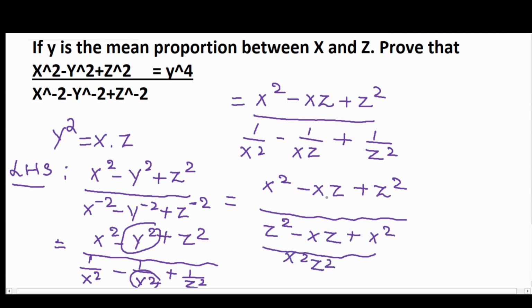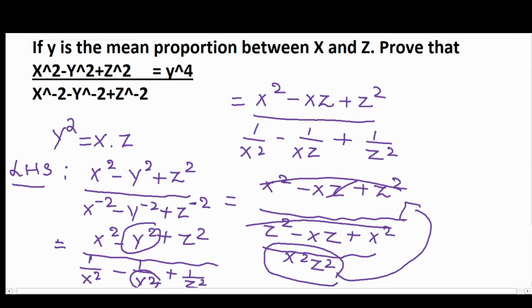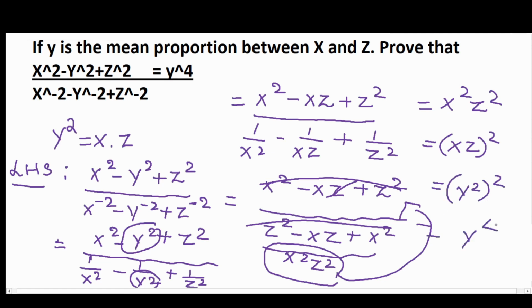You can see this term gets cancelled with this term. The whole term gets cancelled. What remains? Only this term remains in the denominator of the denominator. It goes to the numerator and you land up with x square z square. So this can be written as xz whole square. What is xz? Xz is nothing but y square. To the whole square, I land up with y raised to the power 4. This is the RHS I needed to prove.